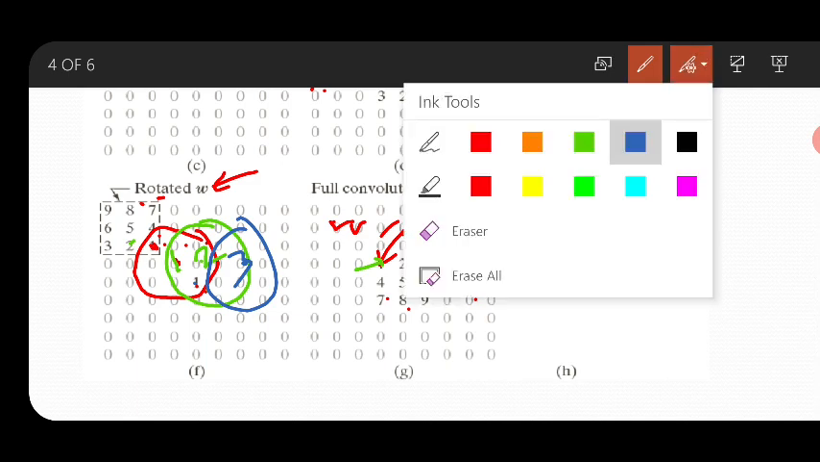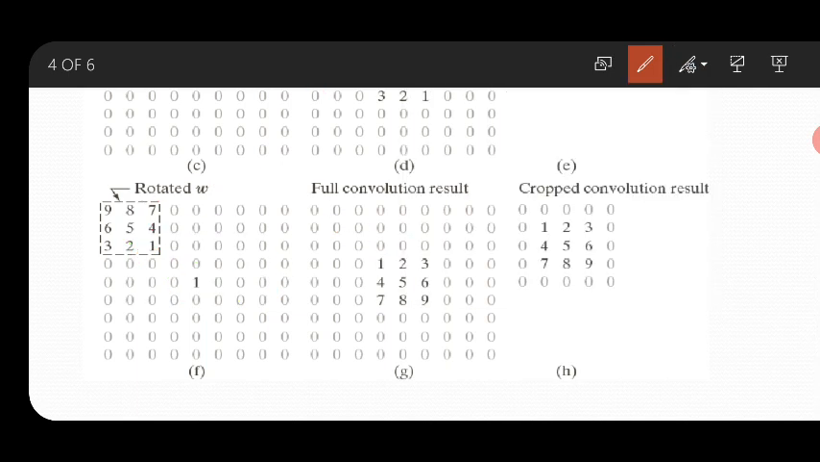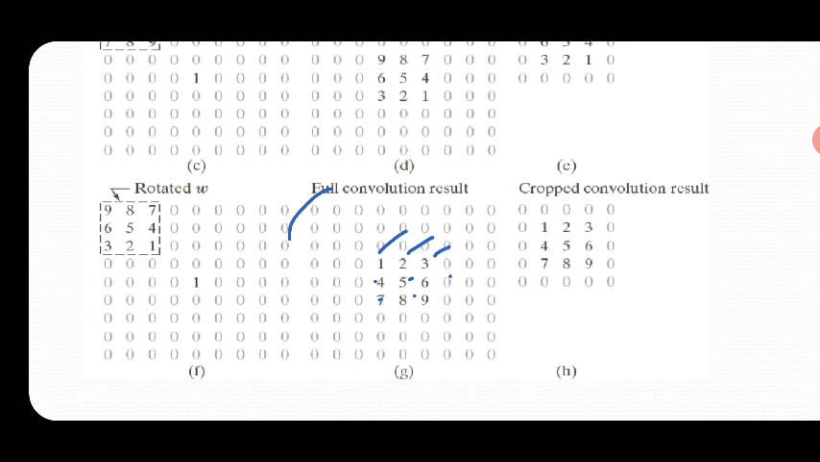Likewise we will perform all the sliding operations. When we reach the boundary, you go down by one row and perform the operations. When you complete the full scanning, you will end up with 1 2 3 4 5 6 7 8 9. This is the answer you obtained from the convolution.